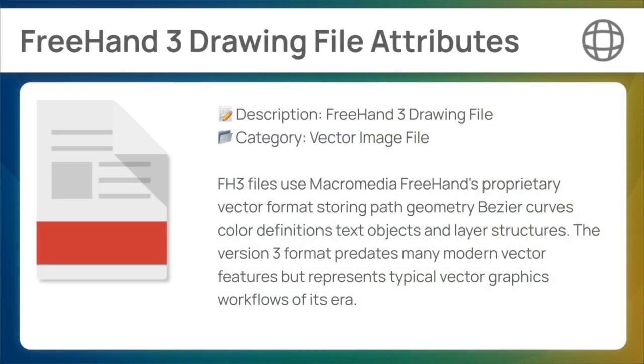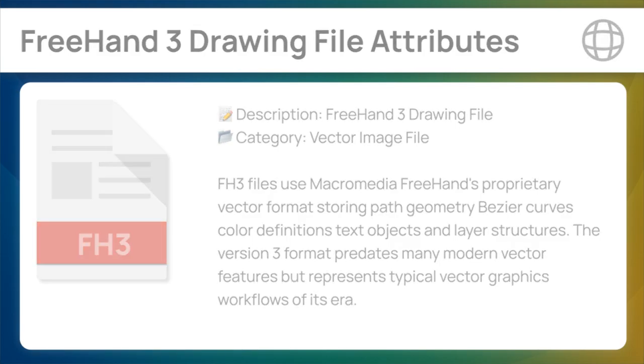FH3 files use Macromedia FreeHand's proprietary vector format, storing path geometry, Bezier curves, color definitions, text objects, and layer structures. The version 3 format predates many modern vector features, but represents typical vector graphics workflows of its era.